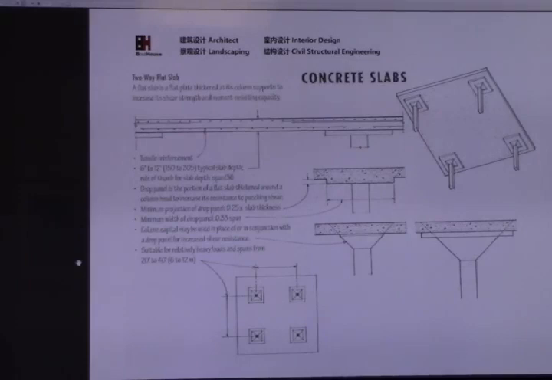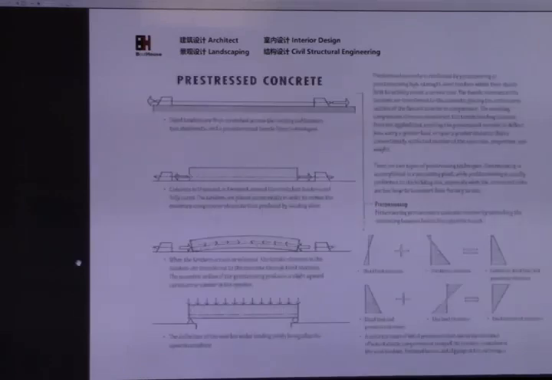Here we use a flat slab. We don't use the beam. We just have the column and the slab. That's it. That one is usually used in the mall. In the mall they have a clear ceiling, right? So that's another kind of concrete construction.